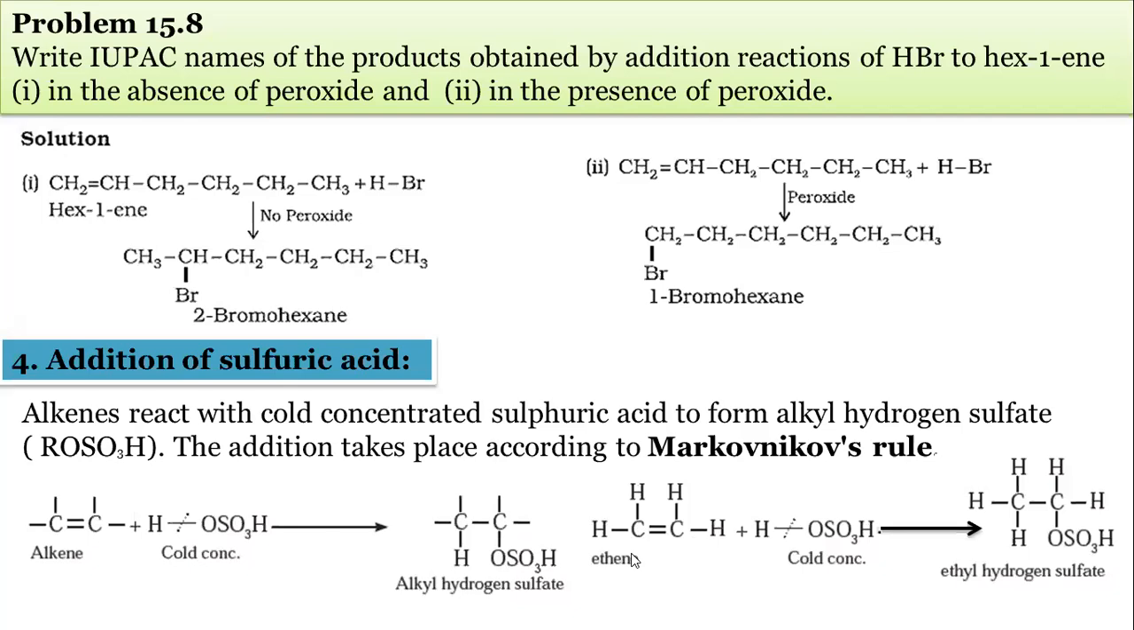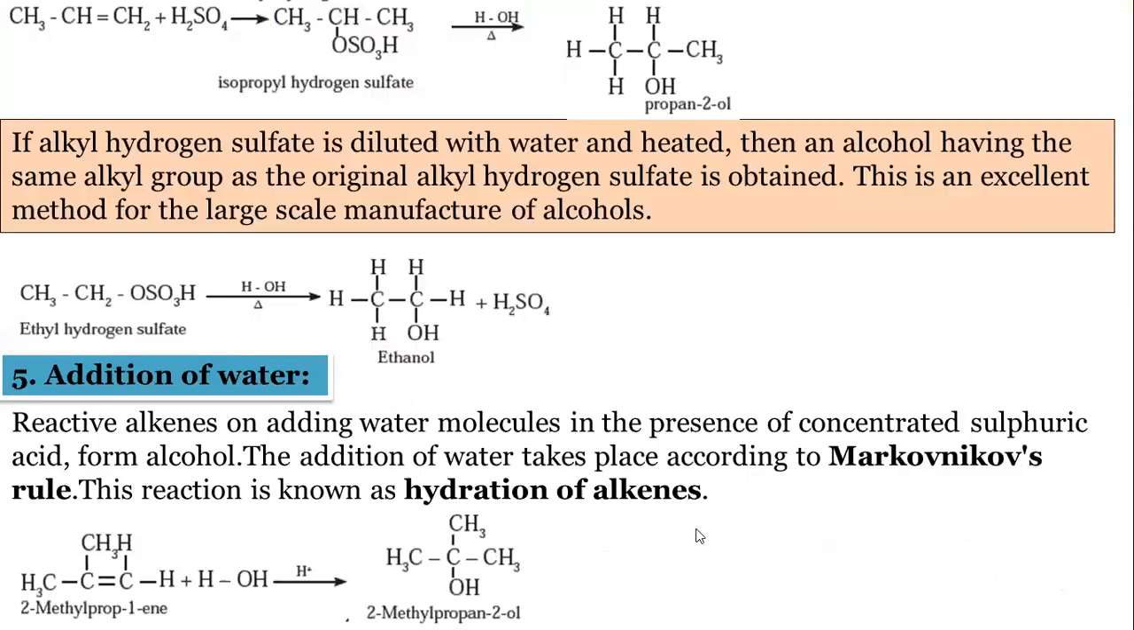If you take propene, it will be propyl hydrogen sulfate. If you take butene here, the name of the compound will be butyl hydrogen sulfate. So according to the alkene, its name will change. This is for symmetrical alkene. Now I am coming to the unsymmetrical alkene. I will give you one example of unsymmetrical alkene. See, this example is an unsymmetrical alkene.